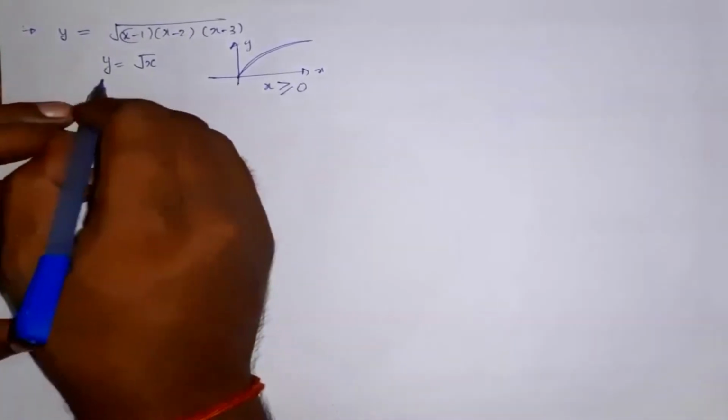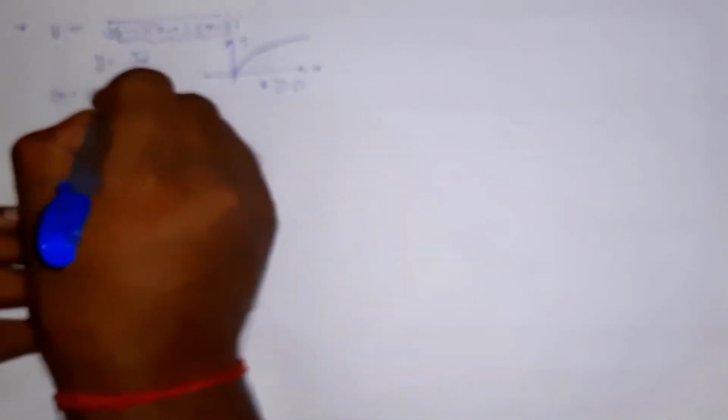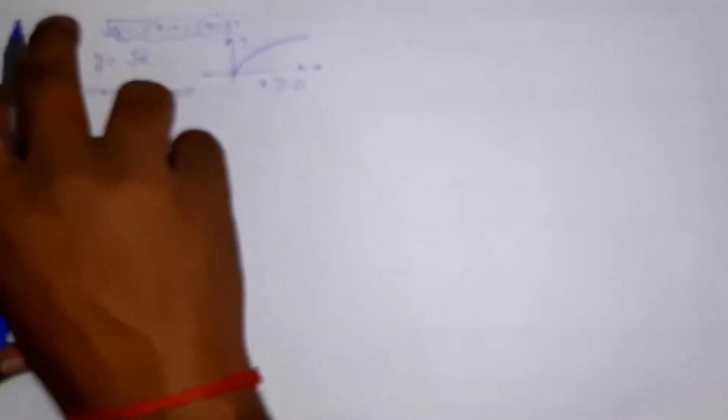So the inner portion should be greater than or equal to 0 to make this function definable. So the inner portion, that means (x minus 1)(x minus 2)(x minus 3), should be greater than or equal to 0. Then only it will be defined and we can calculate the values of y. If the inner portion of the square root is negative, then it will become imaginary, so it is not possible as far as real functions are concerned. So we are talking about real functions and single valued functions.